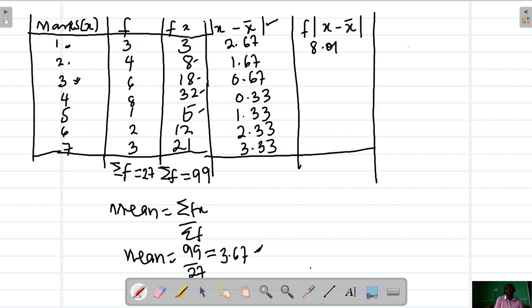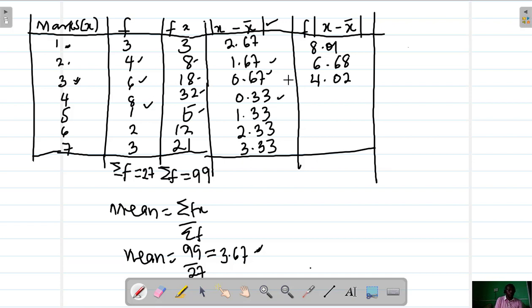8.01. So now what we need to do is that we multiply this by that, which is 4 times 1.67. Then we get 6.68. Then 6 times 0.67. So that one gives us 4.02. Then 8 times 0.33.